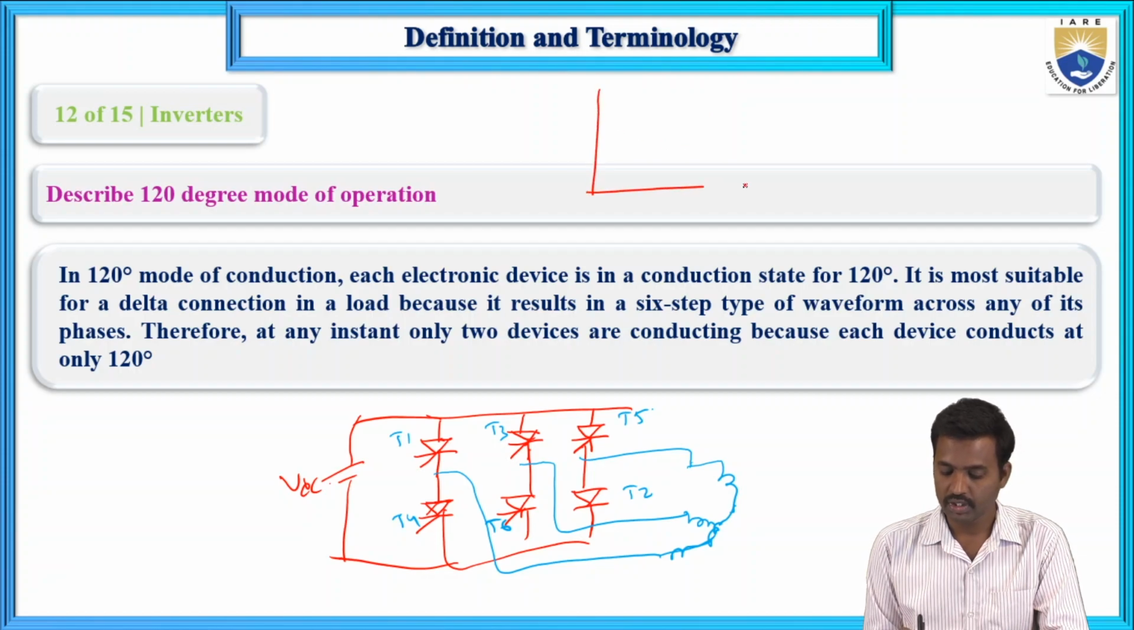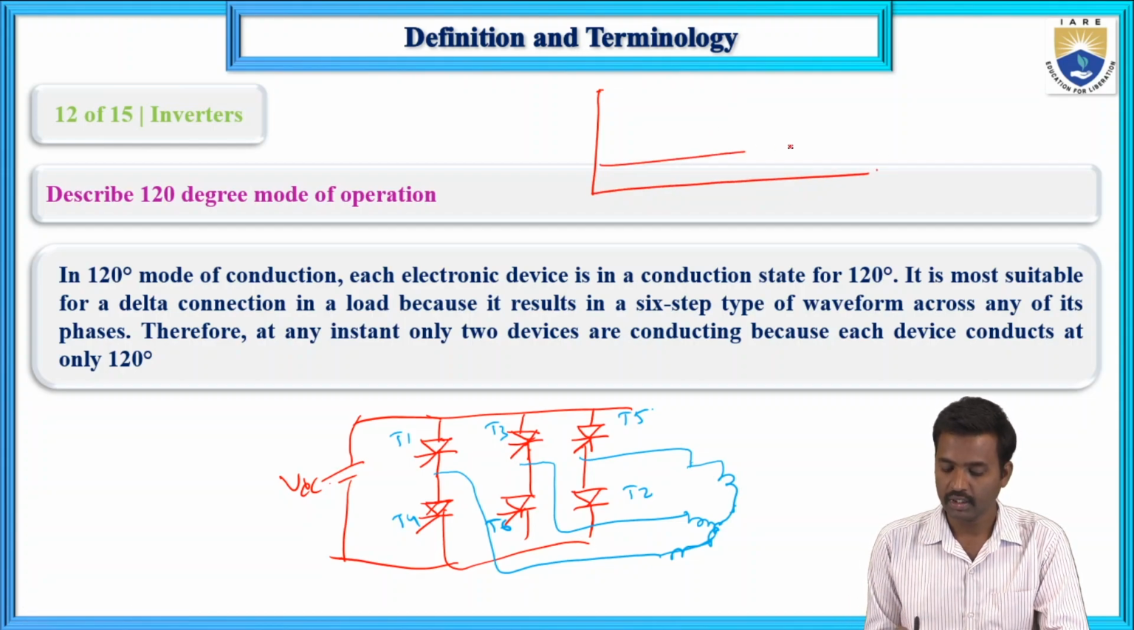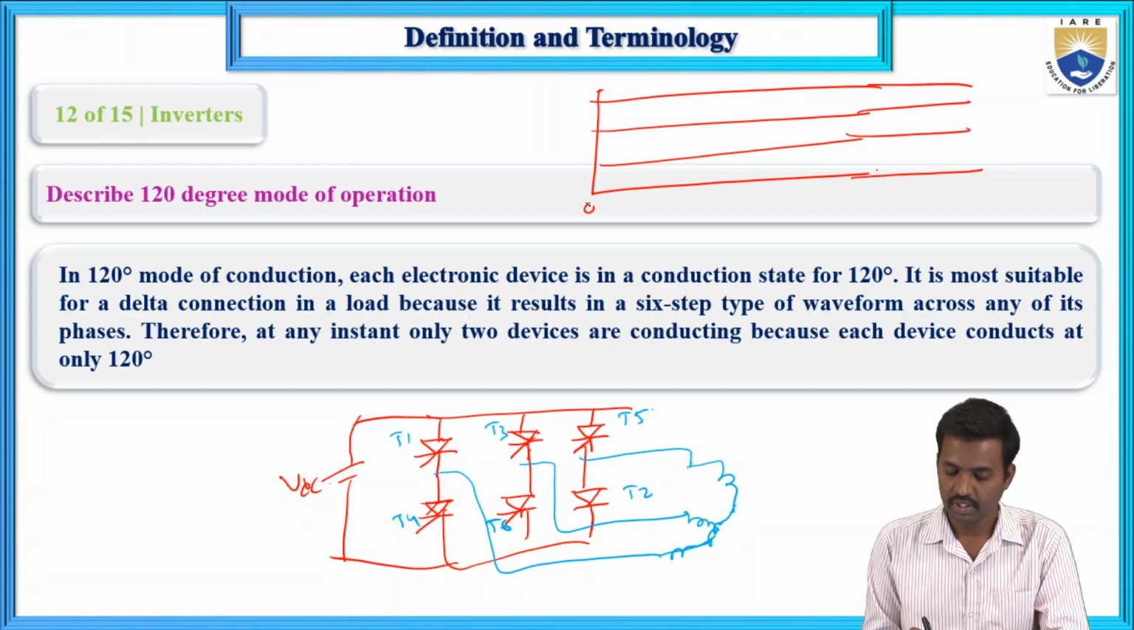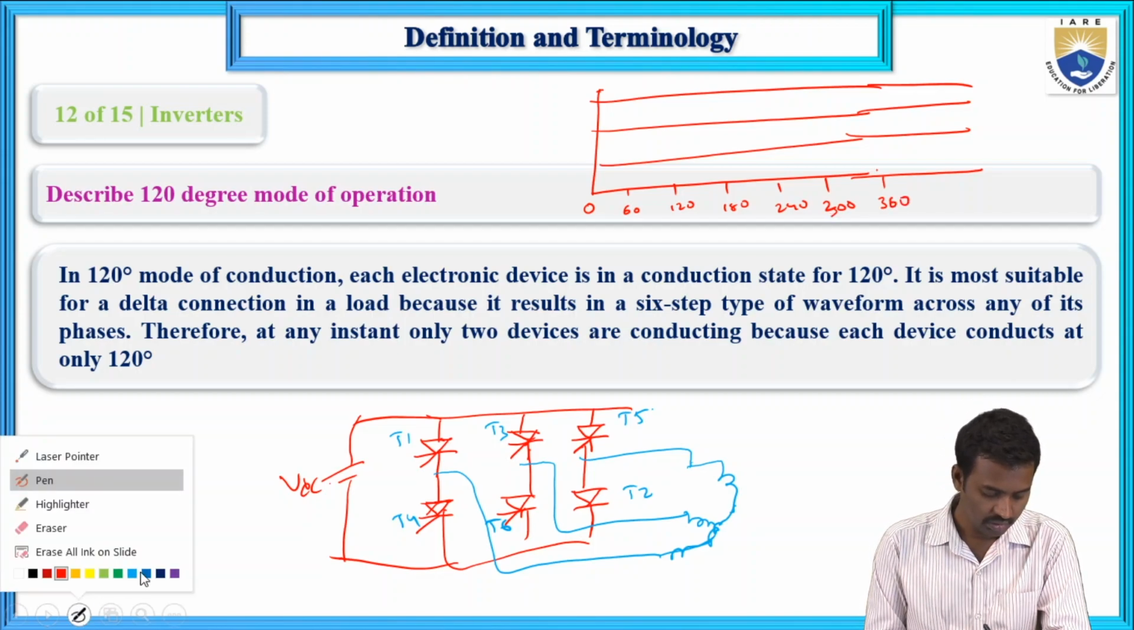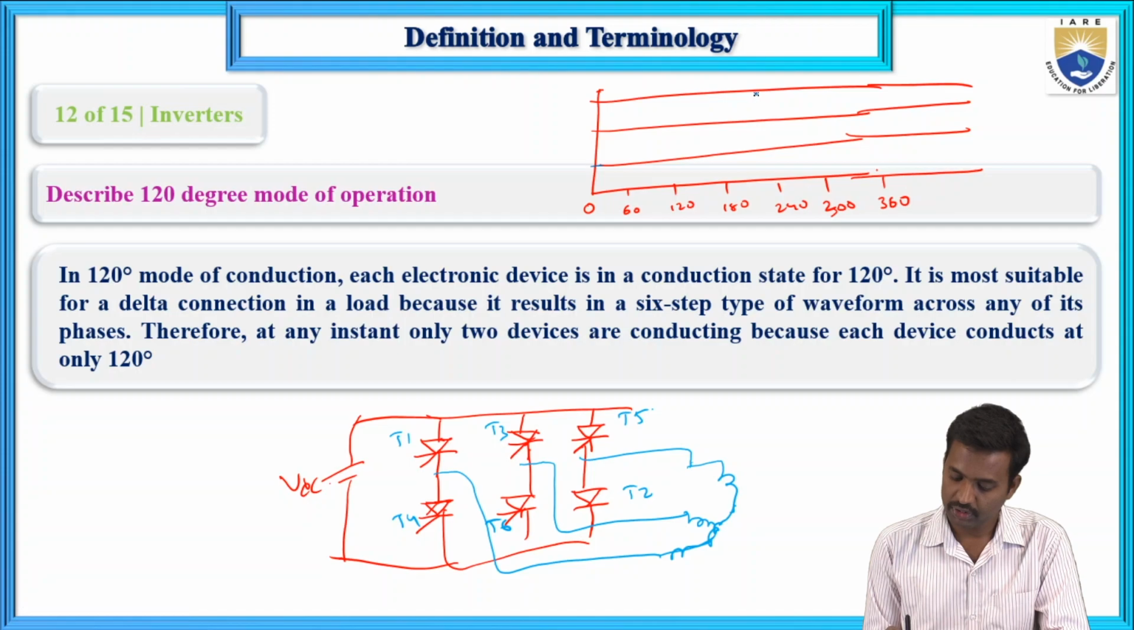So now if you see the control scheme of this 120 degrees mode, here this is 0, 60, 120, 180, 240, next 300 and 360. So now here in the first leg, T1 and T4 will operate. So first leg, up to this is 180.